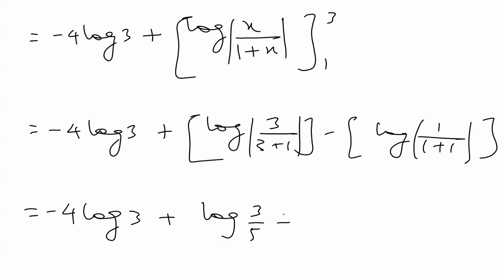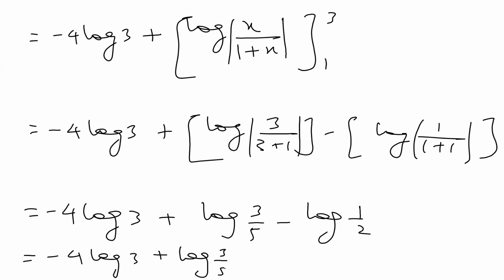3 by 4 minus log 1 by 2. Okay. Minus 4 log 3 plus log 3 by 4 divided by 1 by 2. Log a minus log b is log a divided by b. Okay. So minus 4 log 3 plus log 3 by 2.